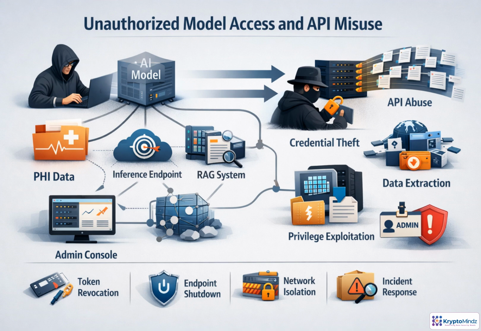Unauthorized model access is not limited to someone opening a database. An attacker may reach PHI through inference endpoints, RAG retrieval, embeddings, plugins, or admin tools. Investigators should trace identities, API keys, service accounts, tokens, roles, and query patterns. Look for excessive calls, stolen credentials, privilege abuse, or extraction attempts. Containment may require revoking tokens, shutting endpoints, isolating networks, and tightening access controls while determining whether PHI was viewed, inferred, or exfiltrated.